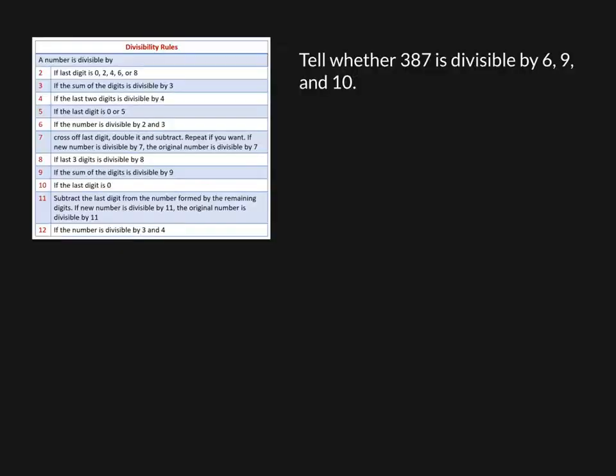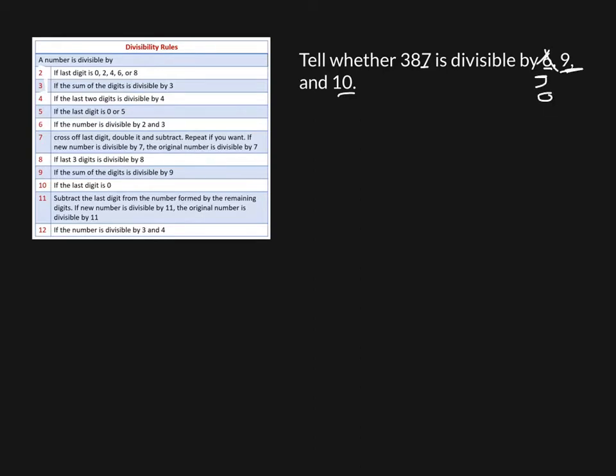All right, let's try some more. So now we're looking at the number 387. We want to know, is it divisible by 6, 9, and 10? Okay, so 6 is kind of tricky because you have to know, is it divisible by both 2 and 3? Let's look at 2 and 3. Is the last digit 0, 2, 4, 6, or 8? No. So, because it's not divisible by 2, it's not going to be divisible by 6. So I can say no to 6.